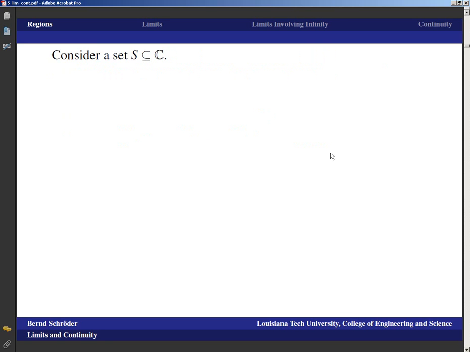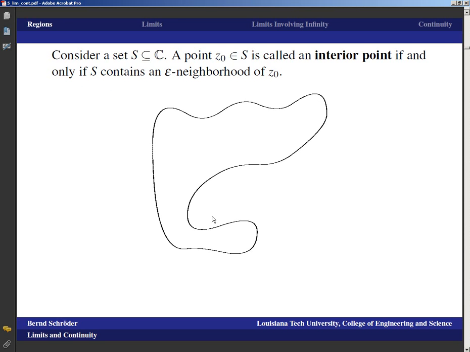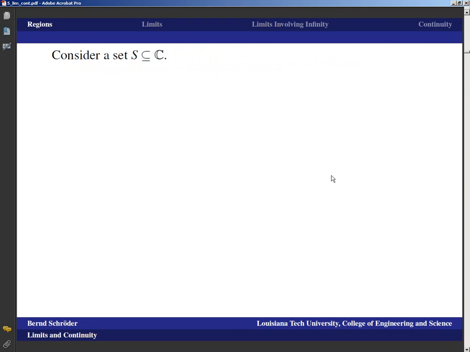Okay, now we continue talking about regions, and we're going to talk about a set S contained in C repeatedly here, and we're just going to introduce some vocabulary. So a set S contained in C. Well, a point z0 in S is called an interior point if and only if S contains an epsilon neighborhood of z0. So this is the element sign. That just means that the point is in the set. So again, we just talk about a generic domain, and z0 in this situation is an interior point because we can draw a little circle of radius epsilon around z0, and that whole disk is contained inside this domain.